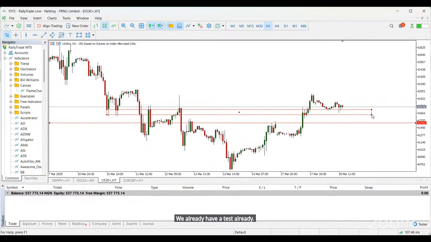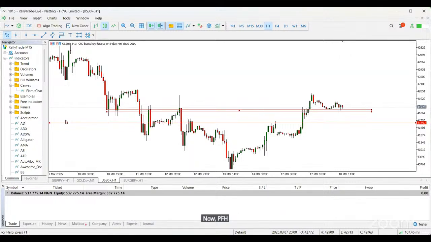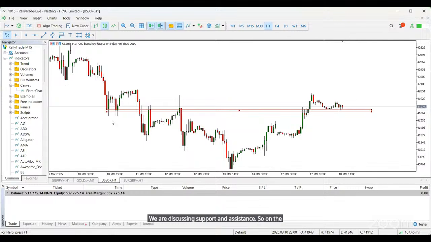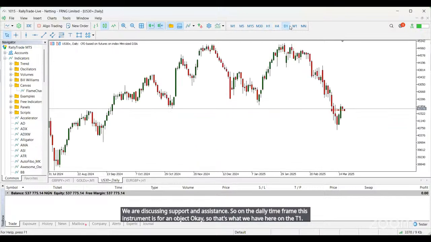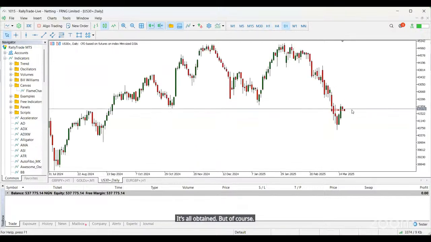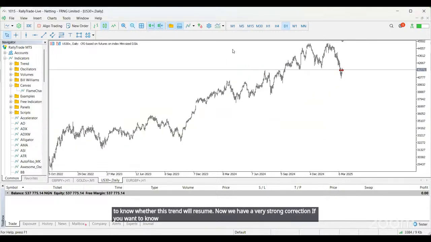Now, this particular instrument is on an uptrend on the D1. Pay attention to this, since we are discussing support and resistance. On the daily time frame, this instrument is on an uptrend. But of course, right now, the trend is shifting to the downside. So we want to know whether this trend will resume. Now we have a very strong correction. If you want to know if a trend is changing, those are the things you look at.